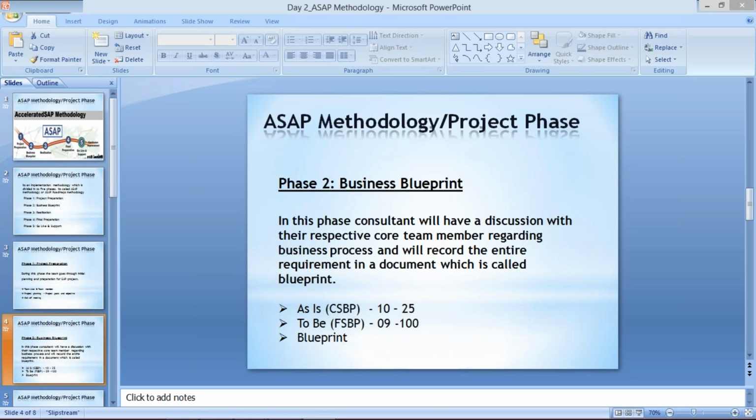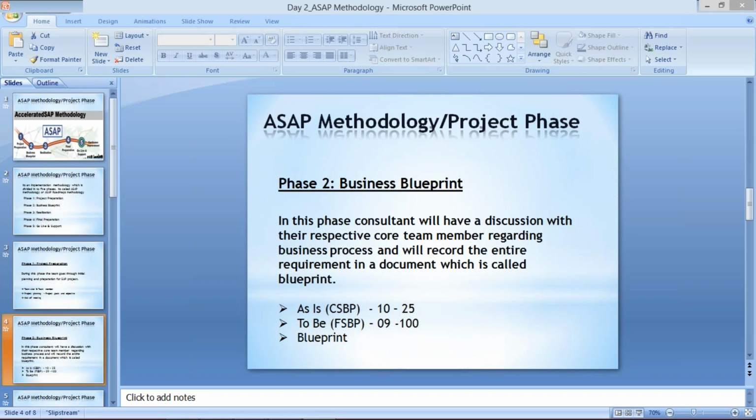Now we'll start from the second phase. The moment the kickoff meeting is conducted, the moment the kickoff meeting is finished, then we are switching to the second phase, that is called the blueprint phase, or business blueprint phase, or BBP phase. BBP stands for business blueprint.